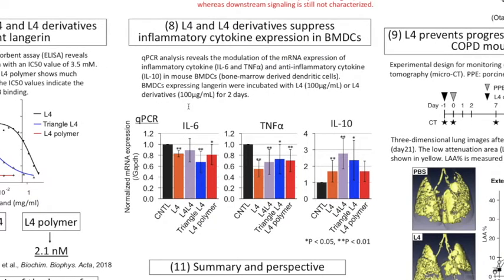Next, we tested the anti-inflammatory effect of L4 and the derivatives in Langerin-expressing BMDCs, mouse bone marrow derived dendritic cells. After incubation with them, we examined the gene expression levels of inflammation-related cytokines by RT-qPCR analysis. As you can see, we found downregulation of the inflammatory cytokines IL-6 and TNF-alpha, whereas upregulation of the anti-inflammatory cytokine IL-10 by incubation with L4 and the derivatives.